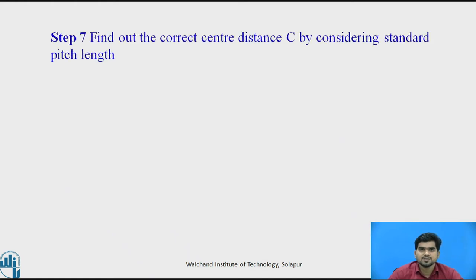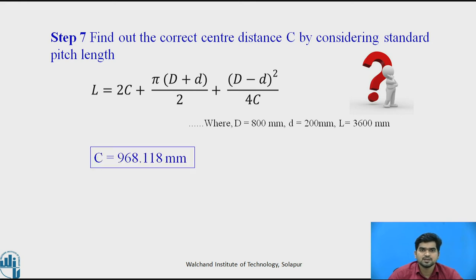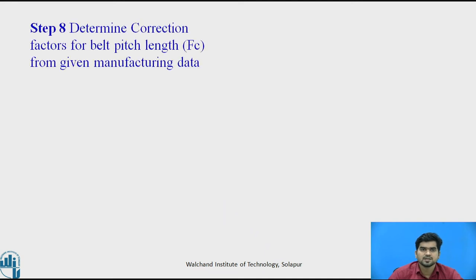In step number 7, find out the corrected center distance C by considering the standard pitch length. You can pause this video and think about why it is necessary to find the center distance again; that is called the corrected center distance. So if you put this value in that equation, you will get the corrected center distance as 968.118 mm.